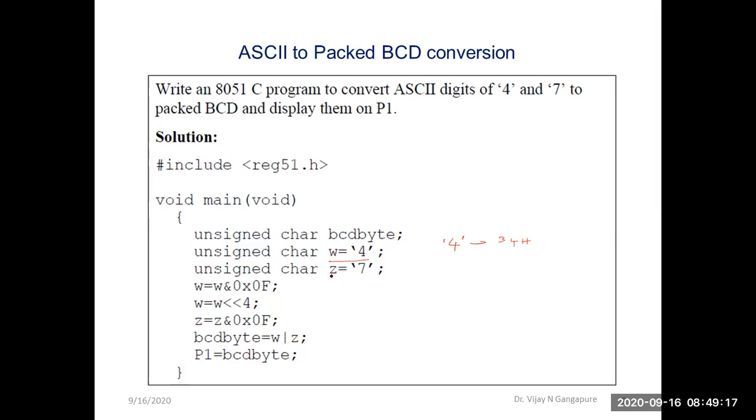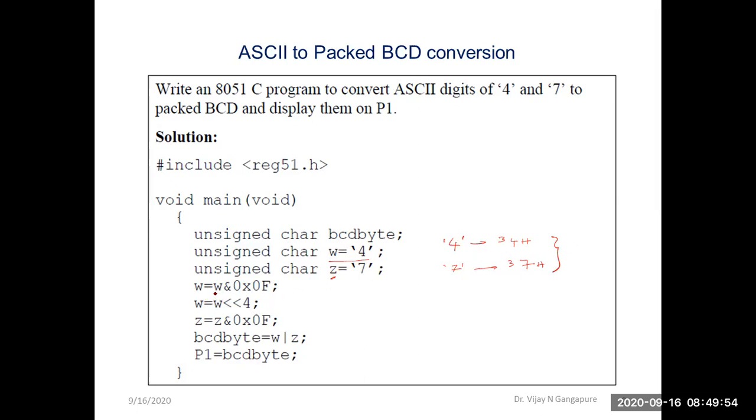The third declaration statement is unsigned char Z equal to '7' in single quotes, semicolon. This declaration statement is assigning the ASCII code of 7. In single quotes it means the ASCII code of 7, that is 37, so 37H will get assigned to variable Z. So what we have in W and Z are the ASCII codes of 4 and 7, that is 34H and 37H. We have to convert these to packed BCD. That is the objective.